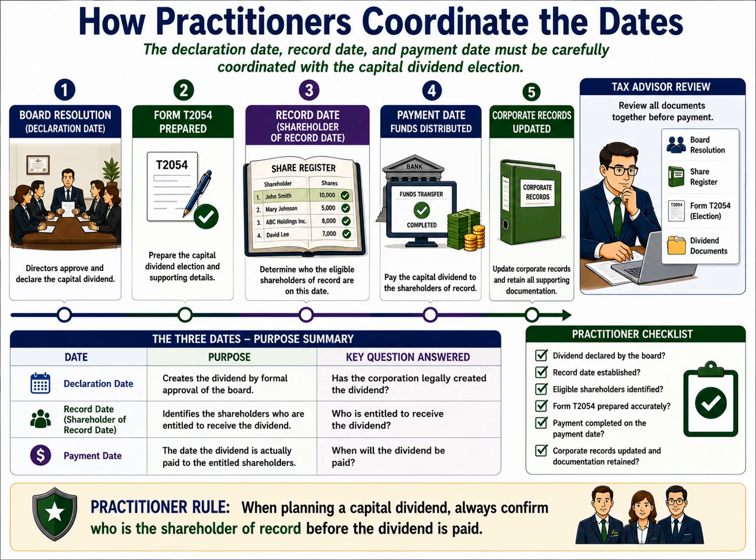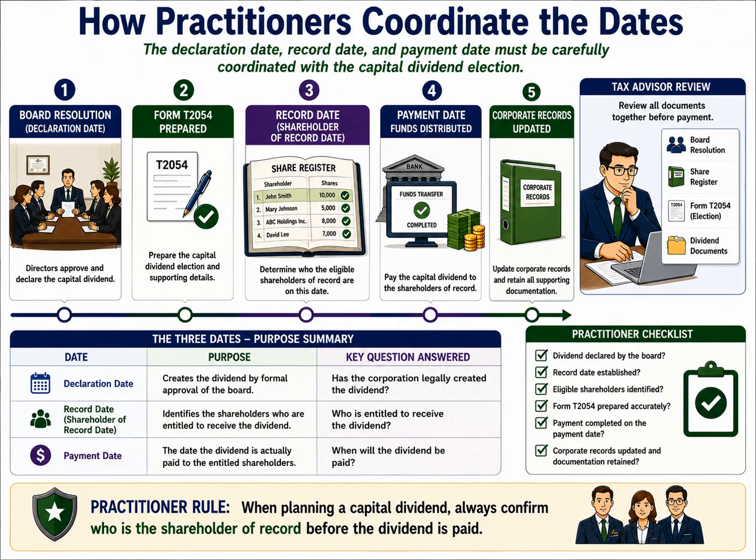This is why practitioners use detailed checklists when planning capital dividends. They confirm that the dividend was properly declared. They establish the record date. They identify the eligible shareholders. They prepare Form T-2054 accurately. They complete the payment and they retain all supporting documentation. The key practitioner rule is simple. Whenever a capital dividend is being planned, always confirm who is the shareholder of record before the dividend is paid.